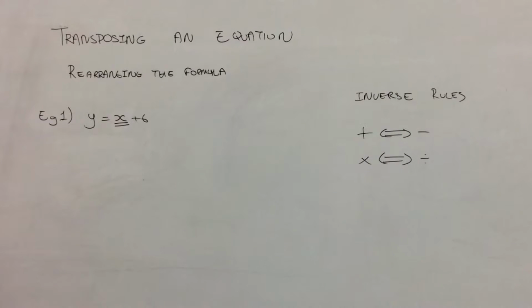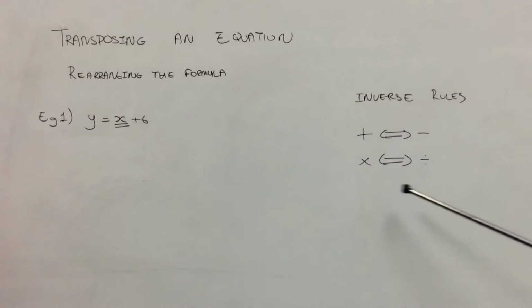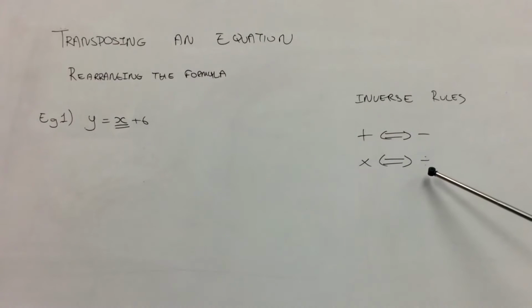Transposing an equation, rearranging the formula. We have the inverse rules. Plus goes to subtraction, multiplication goes to division. Now go to question 1.